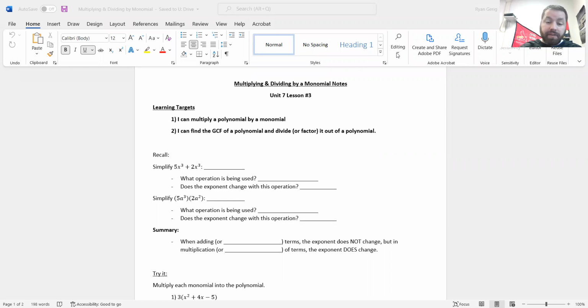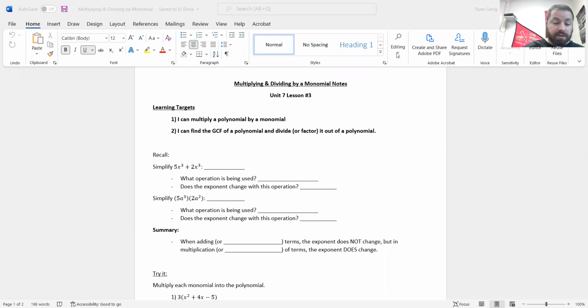I can find the GCF of a polynomial and divide or factor it out of a polynomial. So learning target 1 is multiply, learning target 2, fancy word, factor, but that means divide. All right, so multiplication is a little easier. So we'll start there. I'm going to do some old things that we did in the last couple lessons to show you something that happens.